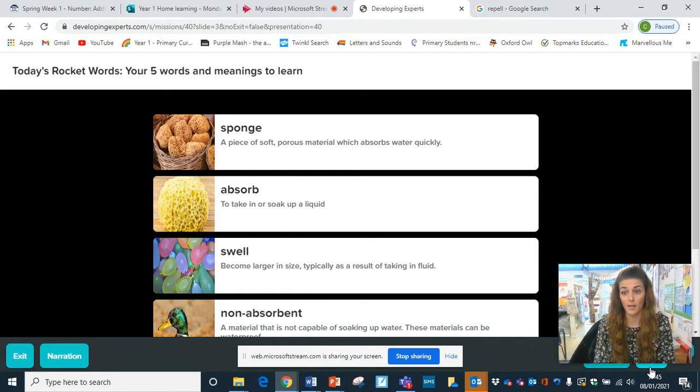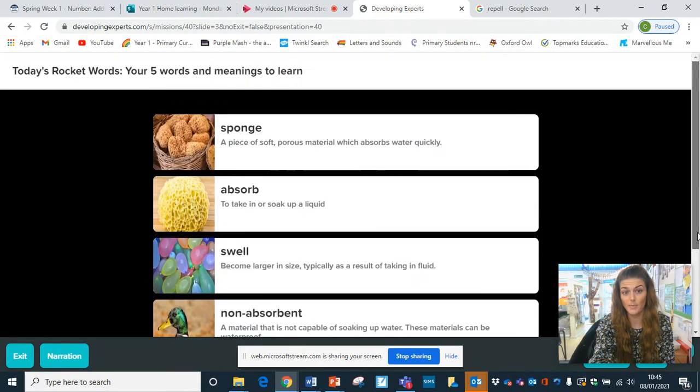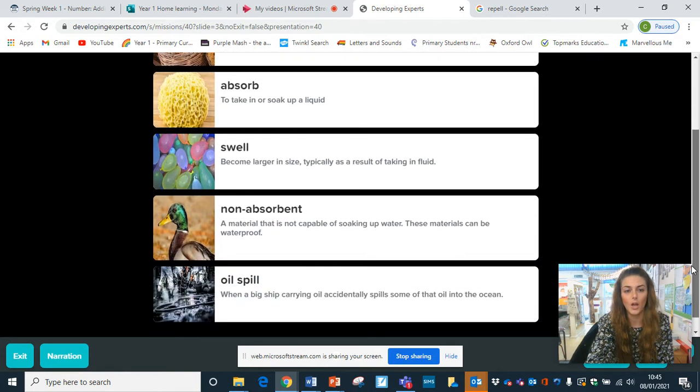So the rocket words here are on the screen. So you've got sponge, absorb, swell, non-absorbent, oil, spill. So I'll talk you through those. Sponge is a piece of soft porous material which absorbs water quickly. Absorb means to take in or soak up a liquid. Swell means become larger in size, typically as a result of taking in fluid or a liquid. Non-absorbent is a material that is not capable of soaking up water. So it just means that it does not soak up water. So it's the opposite to absorbent.